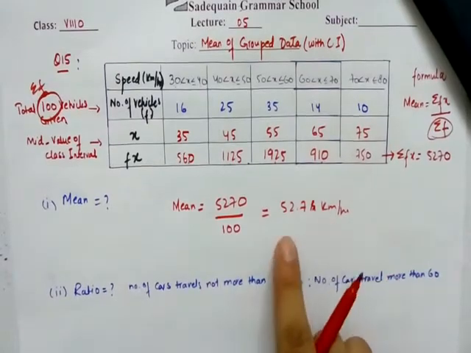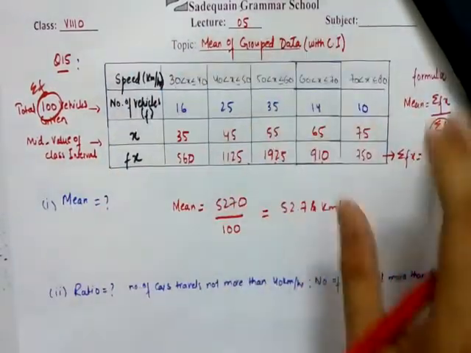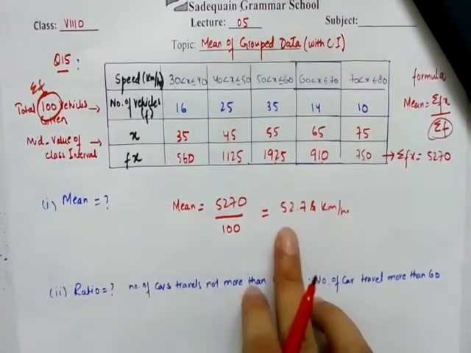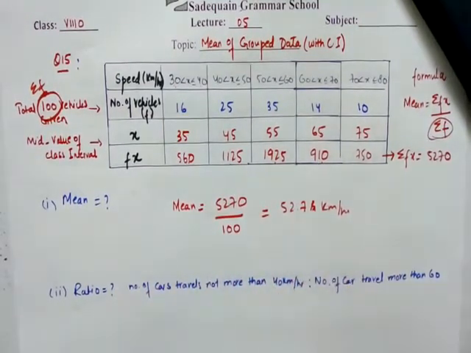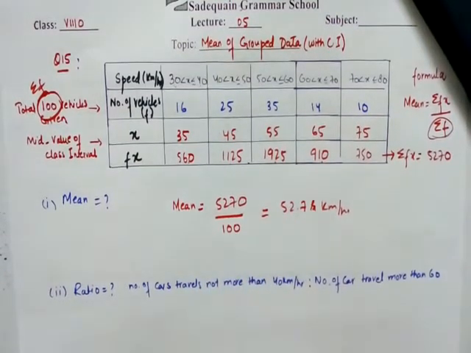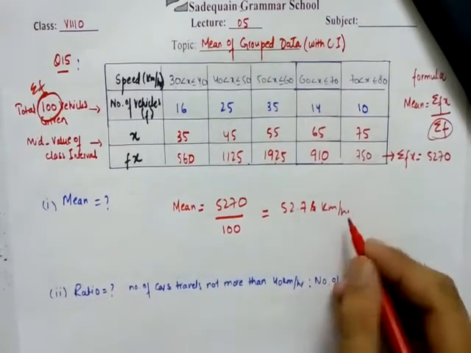So it means that on average this set of data has a mean of 52.7 kilometer per hour. Each car will be traveling around this speed, which tells us the central tendency, 52.7 kilometer per hour.